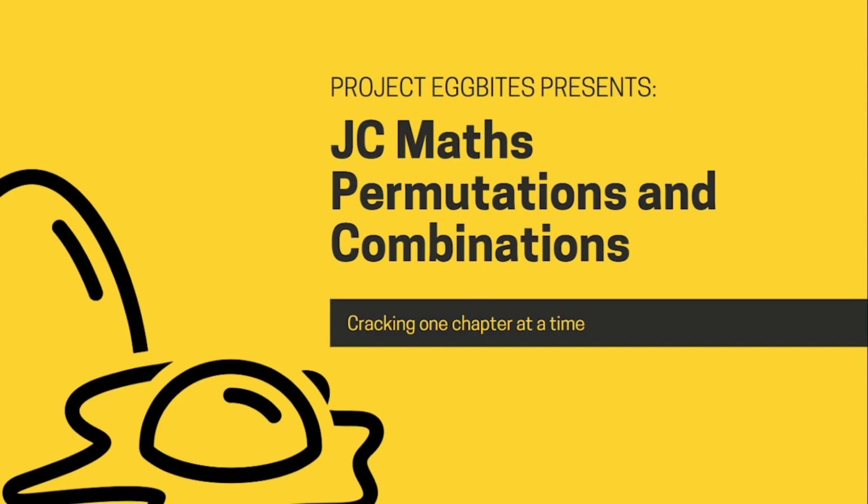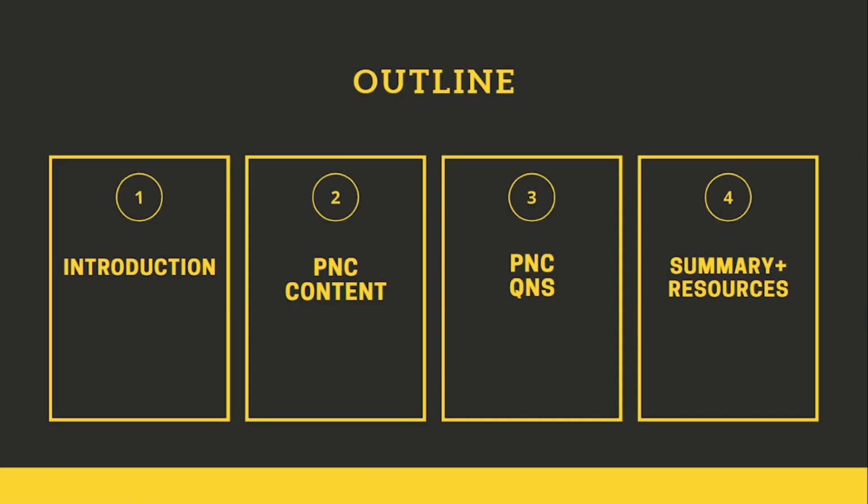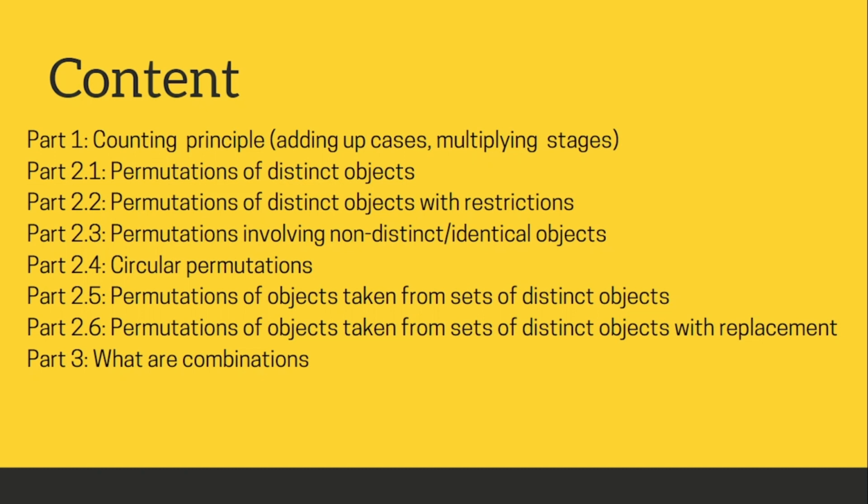This one will be about permutations and combinations. So as always, I'll go through a small introduction, then go through some of the PNC content, the questions, and then a little summary at the end. So this is what I'll be going through as the content. We'll start off simple with counting principle and then slowly go on to more difficult and more technical stuff such as permutations with identical objects, circular permutations, and then finally on combinations.